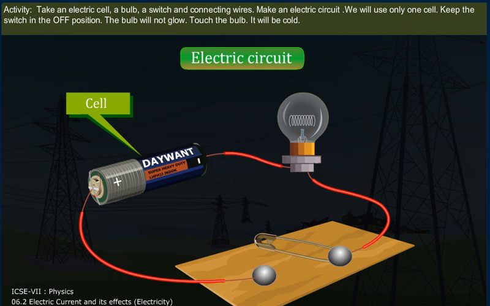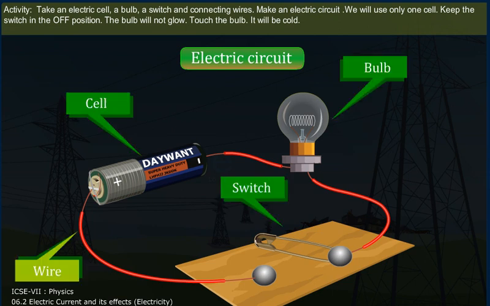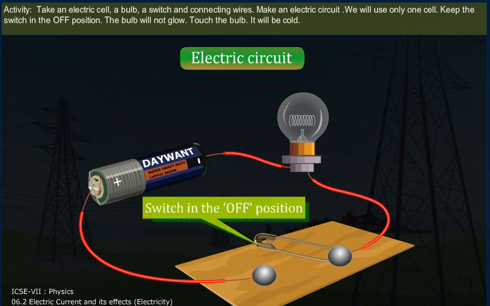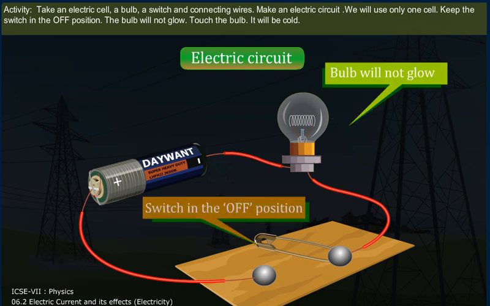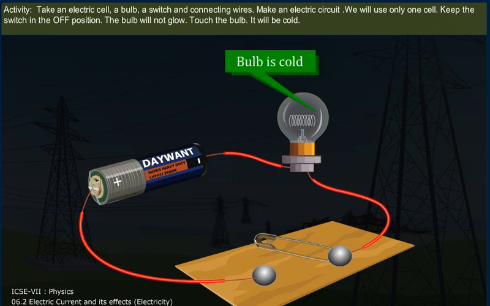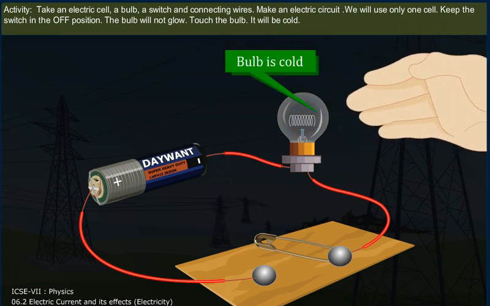Activity. Take an electric cell, a bulb, a switch, and connecting wires. Make an electric circuit. We will use only one cell. Keep the switch in the off position. The bulb will not glow. Touch the bulb, it will be cold.